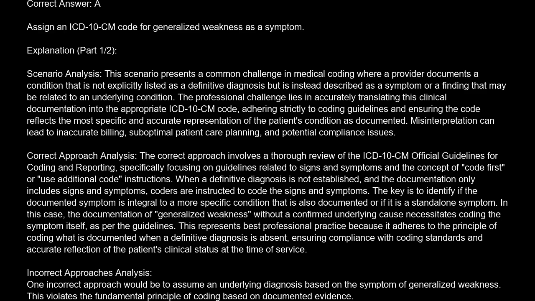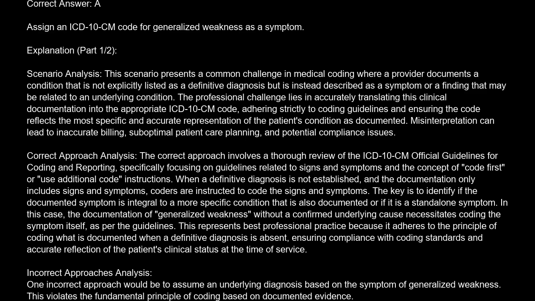Correct approach analysis. The correct approach involves a thorough review of the ICD-10-CM official guidelines for coding and reporting, specifically focusing on guidelines related to signs and symptoms, and the concept of code first, or use additional code instructions. When a definitive diagnosis is not established, and the documentation only includes signs and symptoms, coders are instructed to code the signs and symptoms. The key is to identify if the documented symptom is integral to a more specific condition that is also documented or if it is a standalone symptom.